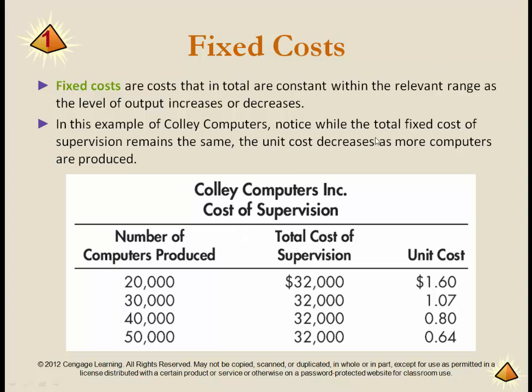Now, if we have fixed costs, this is kind of an interesting look. You notice here, this is the cost that we're looking at. The total cost of supervision, irrespective of how many units you produce, remains constant. It's at 32,000 in each case. But you notice the unit costs change as we produce more and more, because you're taking the 32,000 and dividing it by the number of units, and it's going to come up with different costs for each level of output.